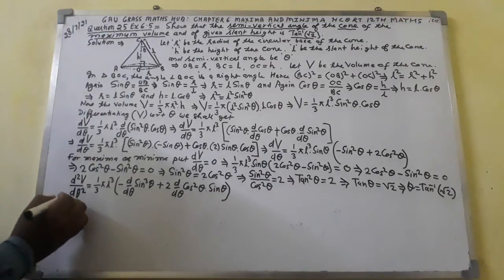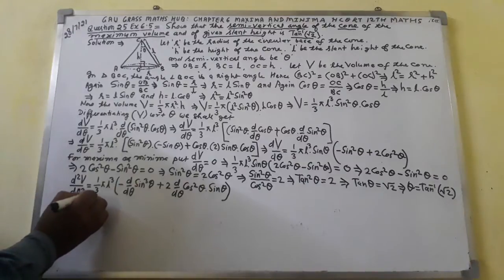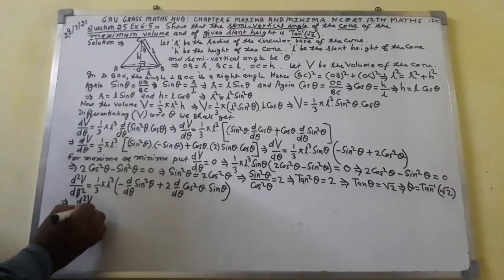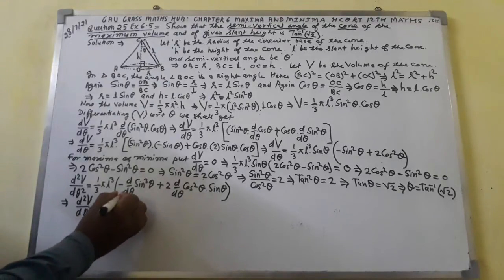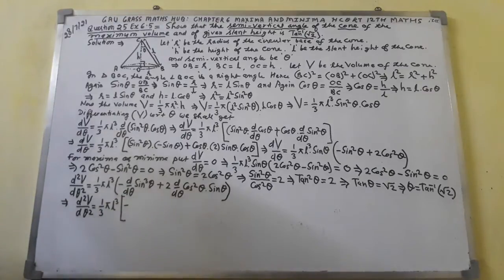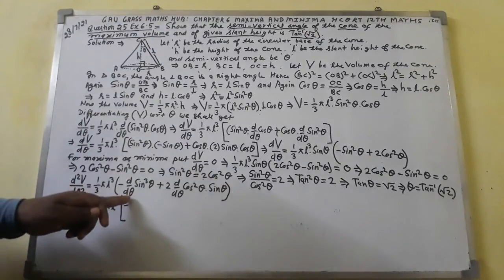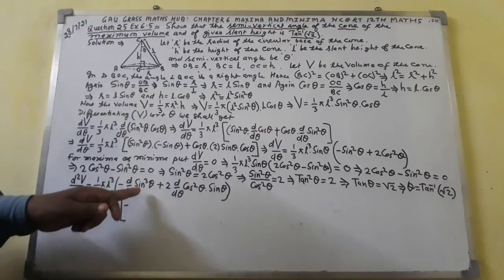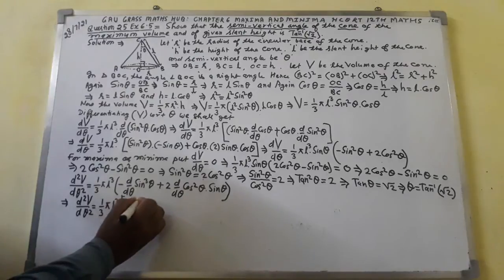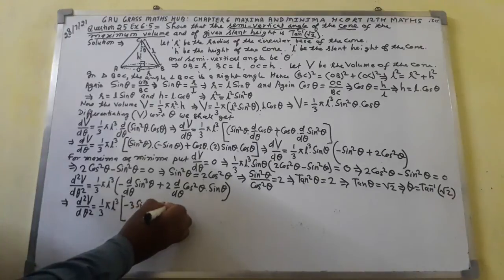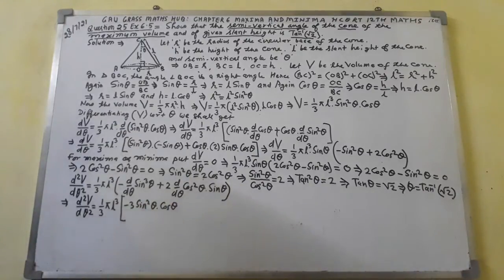Next again I shall write, implied that d square V over d theta square is equal to 1 over 3 pi L cube, here minus d over d theta of sin cube theta comes out to be 3 sin square theta dot cos theta. This thing we will get.